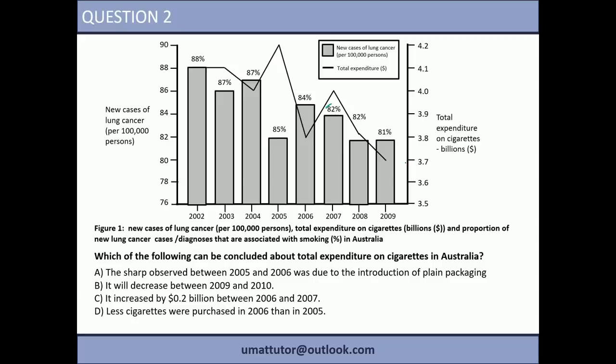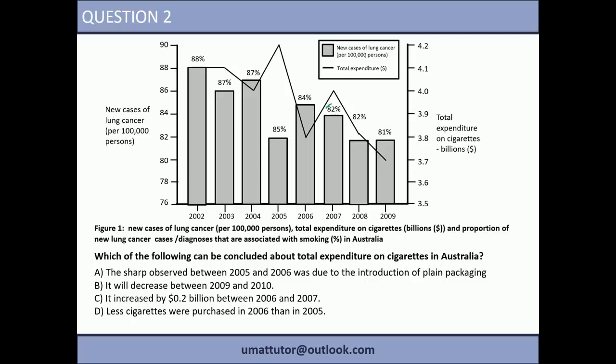Option C, it increased by 0.2 billion between 06 and 07. So we're looking at the line graph and reading off the right-hand side. So in 06 it was about 3.8 billion, and in 07 it was about 4 billion. So that does seem to be an increase of about 0.2 billion. And so option C is looking pretty good at this stage. Just check option D. Less cigarettes were purchased in 06 than in 05.